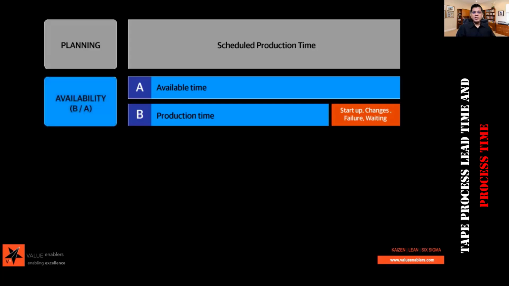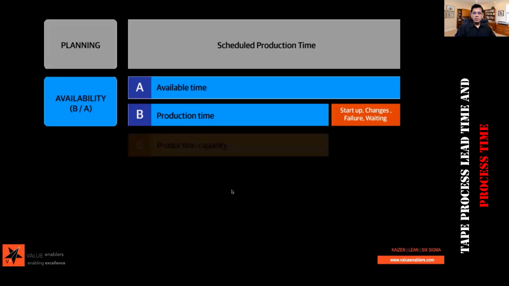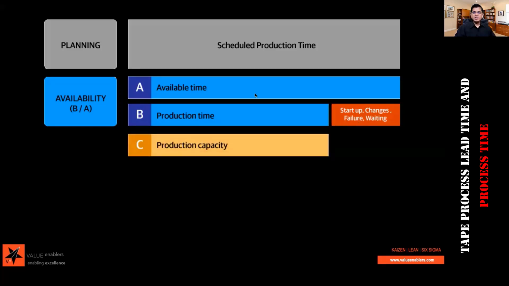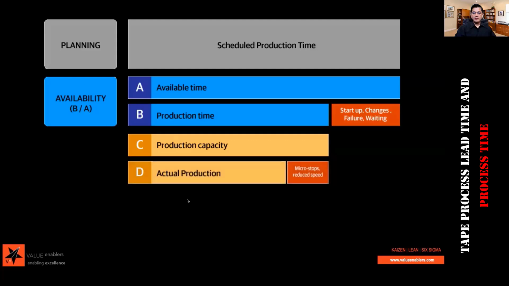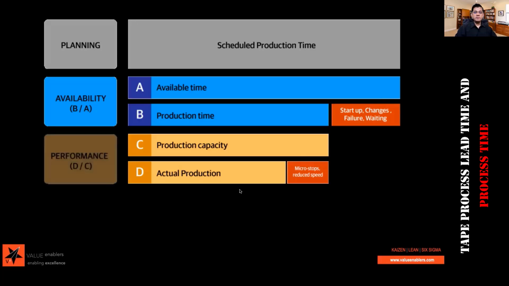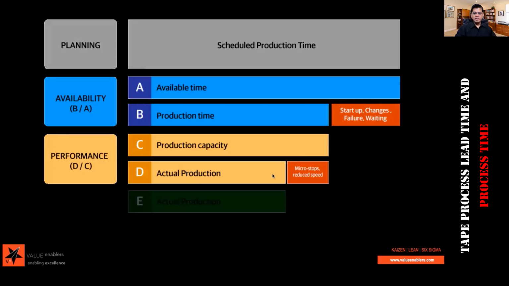And hence availability is nothing but D by A. Some fraction of it goes as availability loss. Now take this production time, which is called actual production capacity. Technically speaking, after taking all those losses of changeover time, waiting and all that, that's what we call production capacity. In that itself, there will be some performance loss, right? The machine will run at low speed, there will be minor stops here and there, and so on and so forth. Hence we call it performance loss, which is D by C. If it is super clear, type SC, then we'll go to the next.